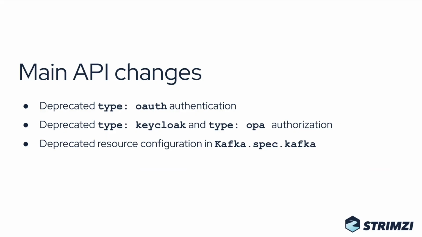Also, as we saw in one of the previous videos, the resource configuration in the Kafka custom resource in spec.kafka is deprecated and is not supported in the v1 version as well. And there are, of course, many smaller deprecations and individual fields which will be there as well. For all the different changes, you can check the documentation for the main branch, and you can also check the changelog, which is in our Git repository, which contains all the main changes.